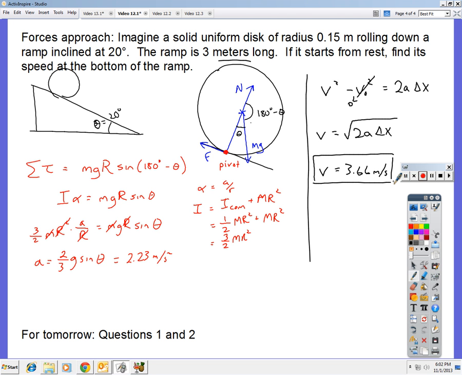For a kinetic energy-based approach, you'd have the initial potential energy equals the final translational kinetic energy plus the final rotational kinetic energy. You should get the same answer.